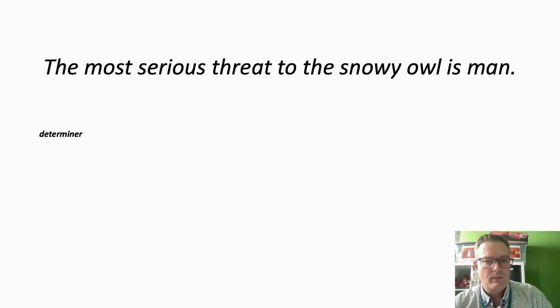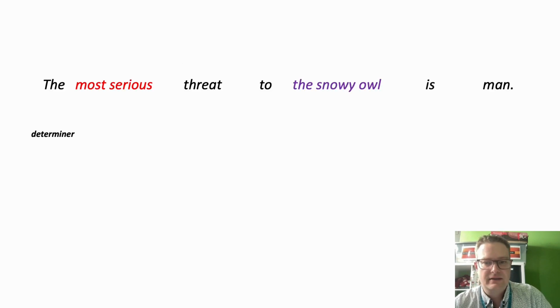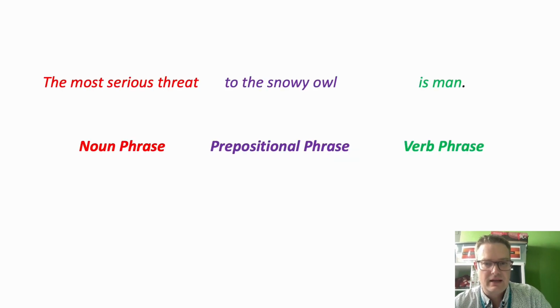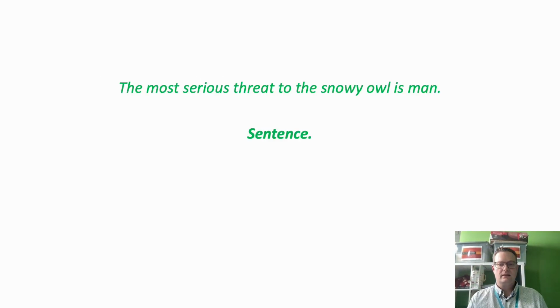Let's break it down even more. We can just break it down to all the words. So determiner, most is an adverb, serious is an adjective, threat is a noun, to is a preposition, the is a determiner again, snowy here is an adjective, owl is a noun, is is a verb, and man is a noun. And then we put them back together. Okay, let's put those phrases together, and then we build it all the way up. So there's phrases inside of phrases. We've got our subject and our predicate. We put subjects and predicates together to give us a full sentence. Happy ending.